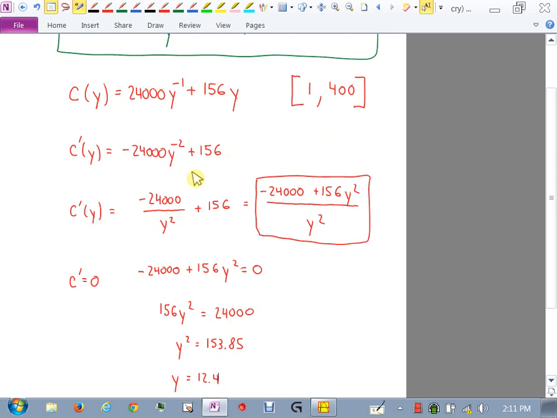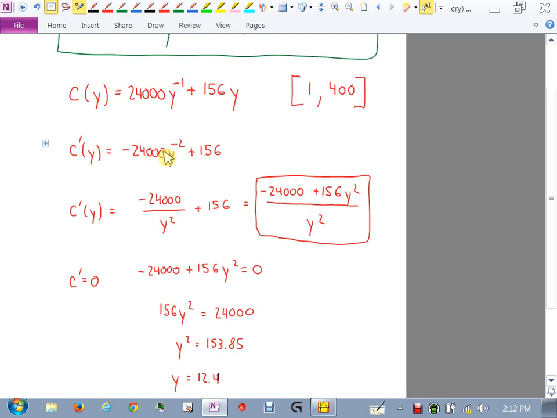That's habit. I only do that because it's habit. This is the way I did it. Taking the derivative of this, the negative 1 pops out, and then you subtract 1, it becomes y to negative 2. The derivative of 156y is just 156.